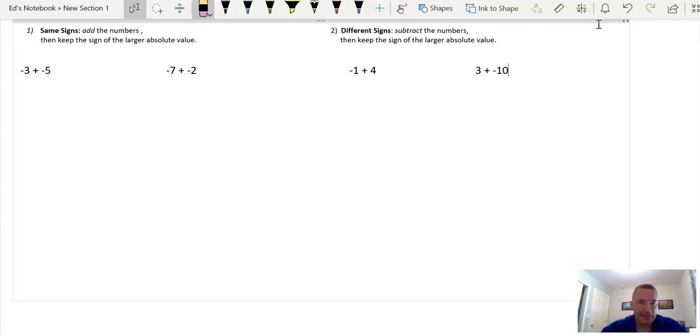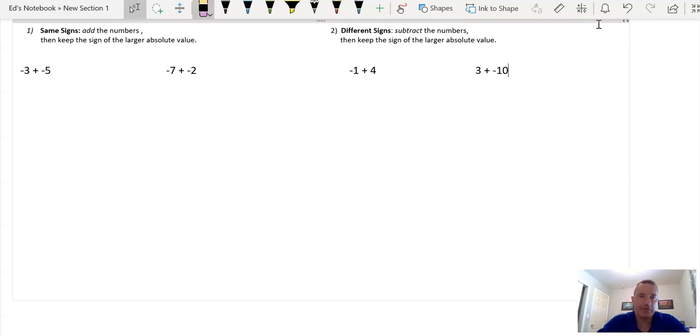For adding integers, it says when the signs are the same, we add the numbers, then keep the sign of larger absolute value. What does that really look like? Well, let's look at it. First we check, are we adding? Yes. Are the signs the same? Are they both positive or both negative? In this case, they're both negative, so we're going to add them up. And then it says keep the sign of larger absolute value.